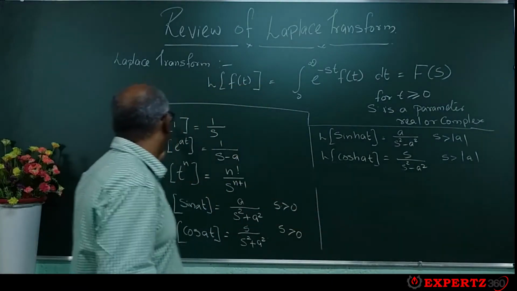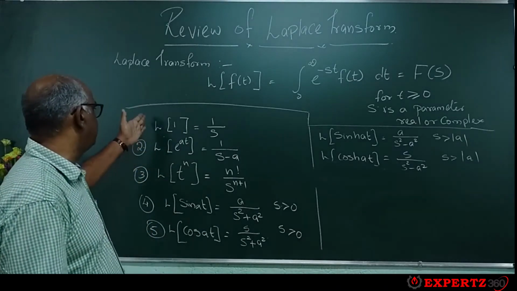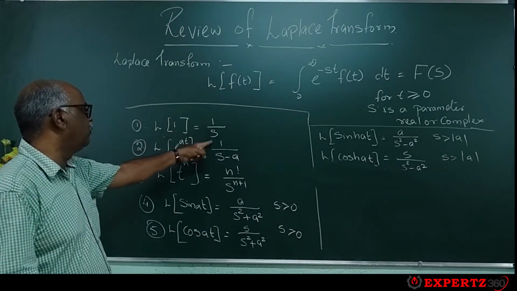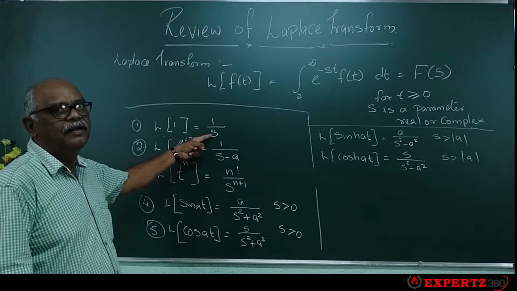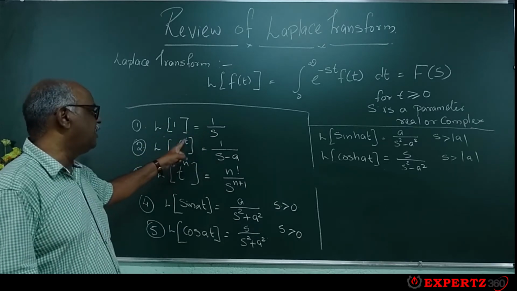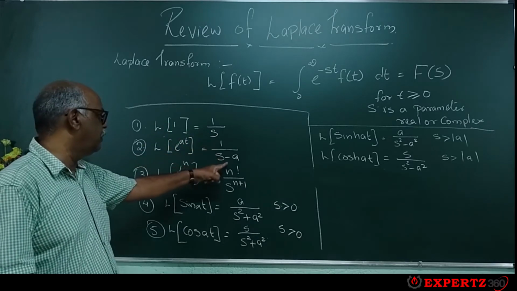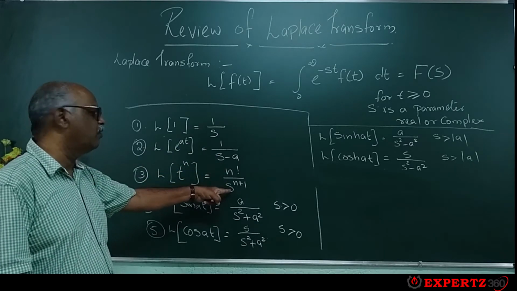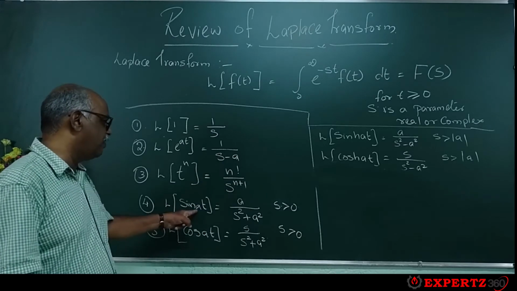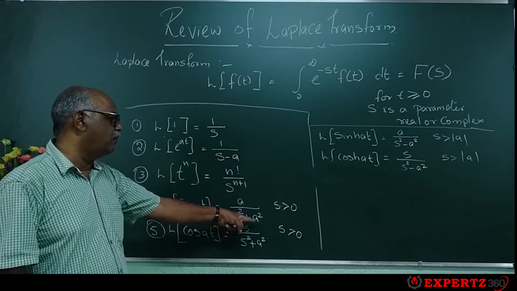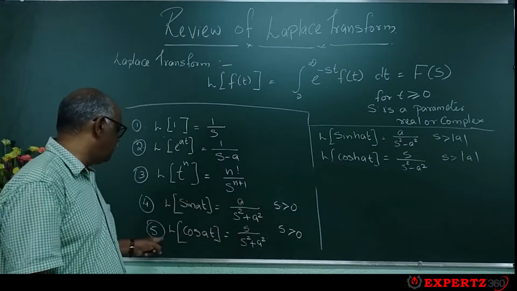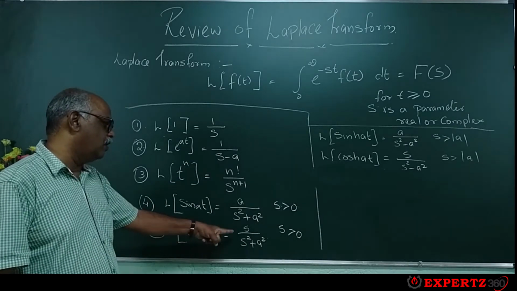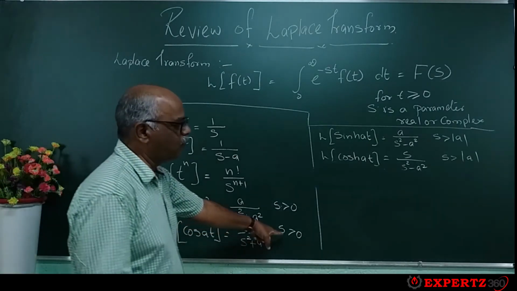See, some formulas, you all know these formulas. Still I have given you the Laplace of 1, that is equal to 1 by S. Laplace of e raised to at is 1 divided by S minus a. Laplace of t raised to n is n factorial divided by s raised to n plus 1. Laplace of sine at is a divided by s square plus a square, where s is greater than 0. Laplace of cos at is equal to s divided by s square plus a square, s greater than 0.